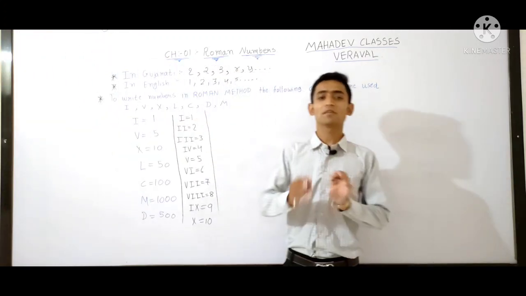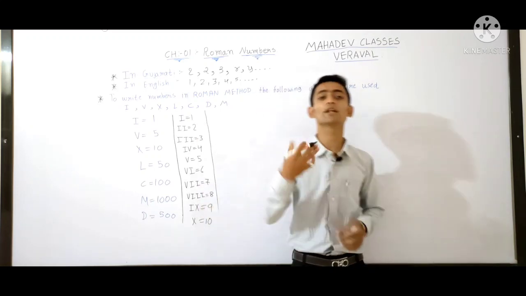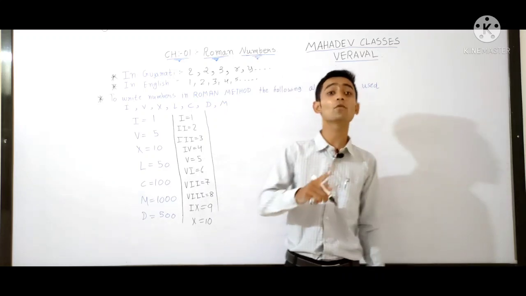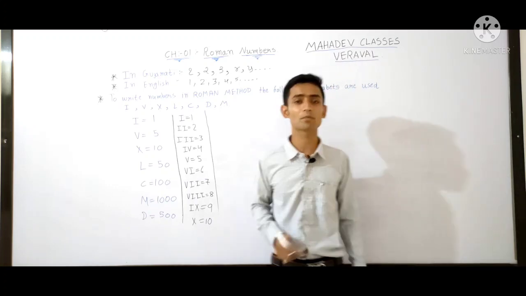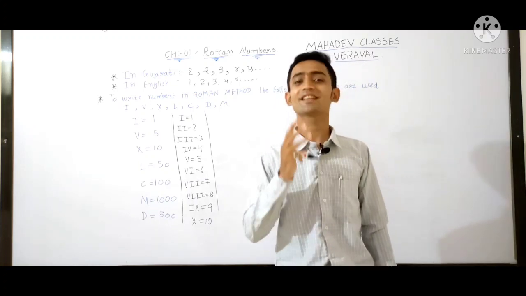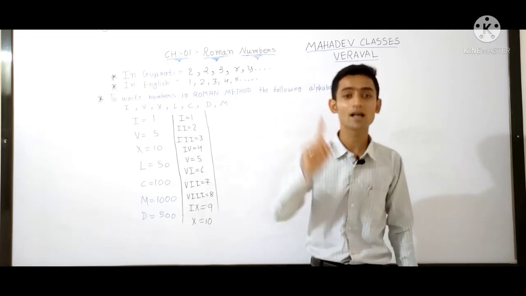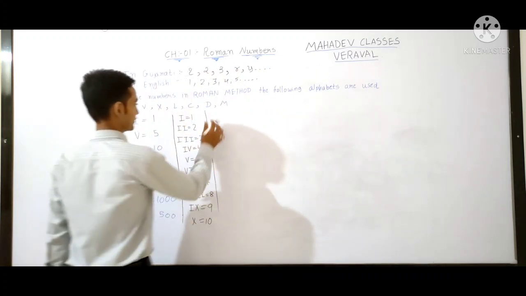Okay everybody, now we have learned the Roman numbers from 1 to 10, and now we are going to learn the Roman numbers from 1 to 100. If you want to learn it, then first of all you have to learn the Roman numbers of 10, 20, 30, 40, 50, 60, 70, 80, 90 and 100. So it can be written like this.